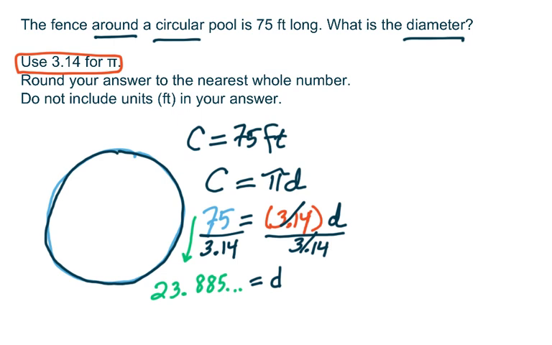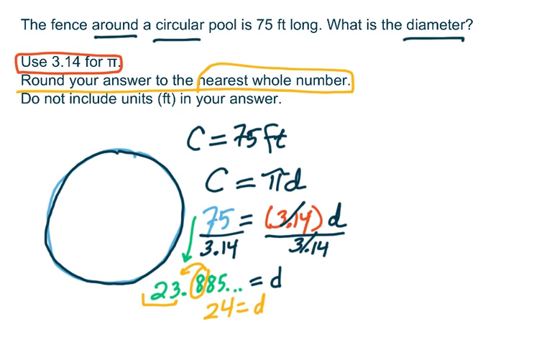Now the instructions tell me that I need to round my answer to the nearest whole number. So I need to look at the 23. The next value is 8. 8's going to round this up, and so I'll have 24 for the diameter.